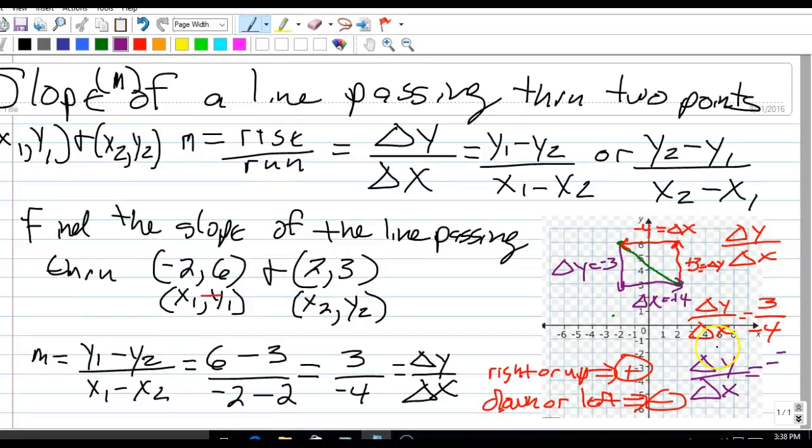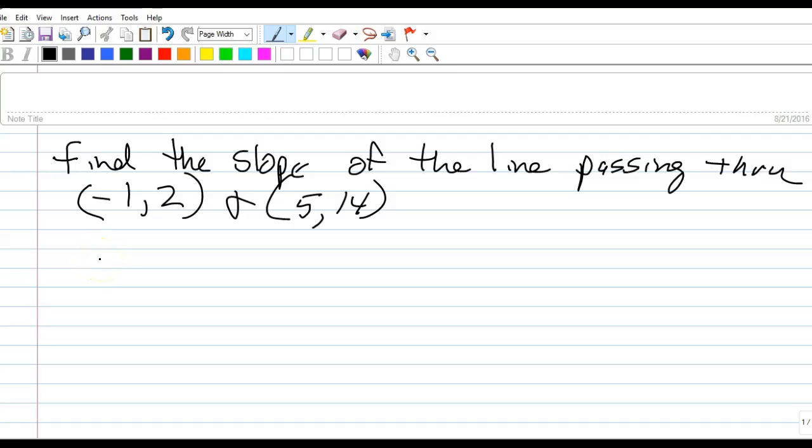The change in y would be equal to -3, and the change in x would be +4. Either way, that's still equal to -3/4. Again, we're computing the slope of the line that passes through 2 points using our formula.